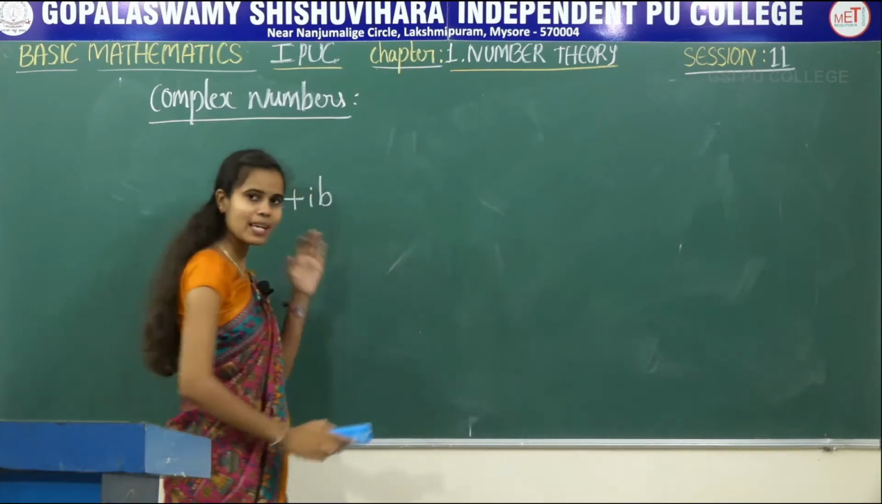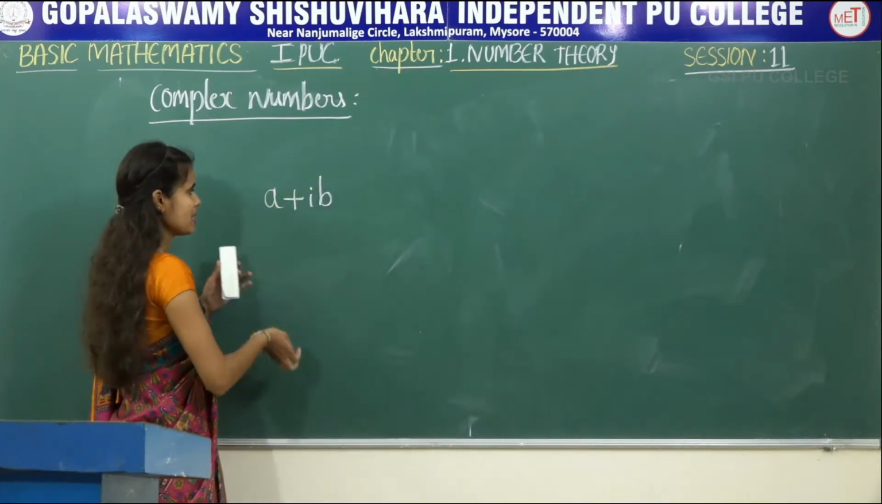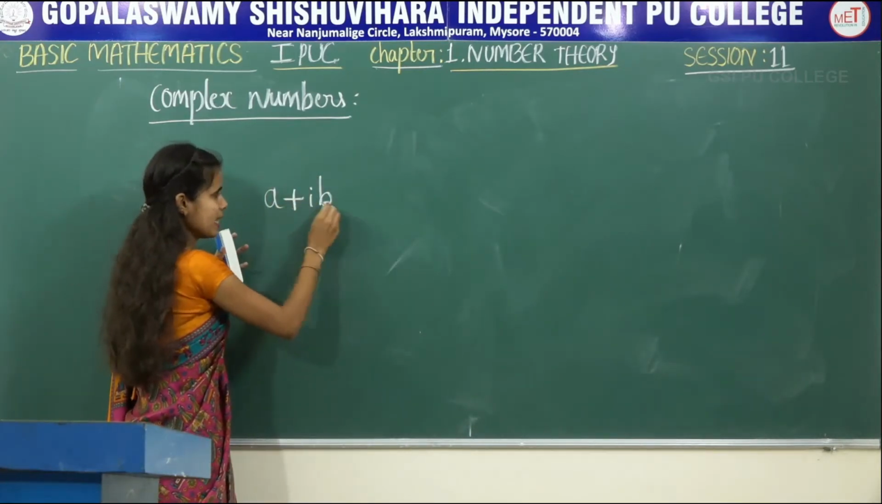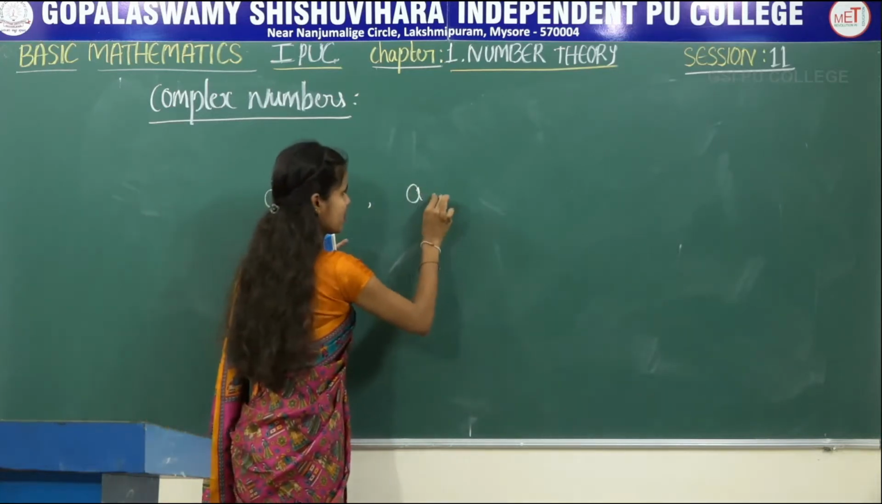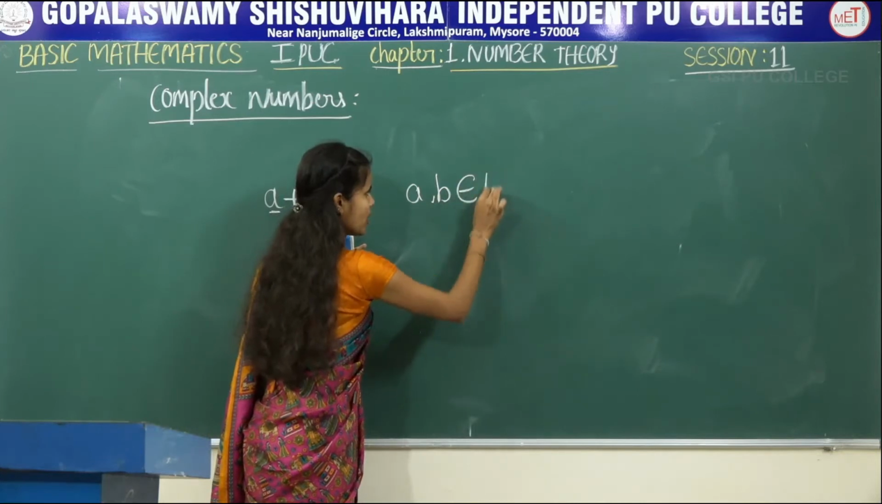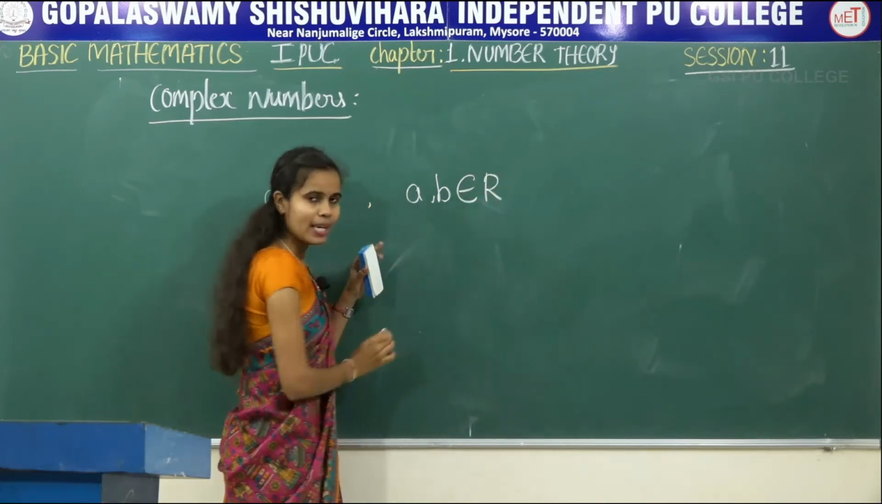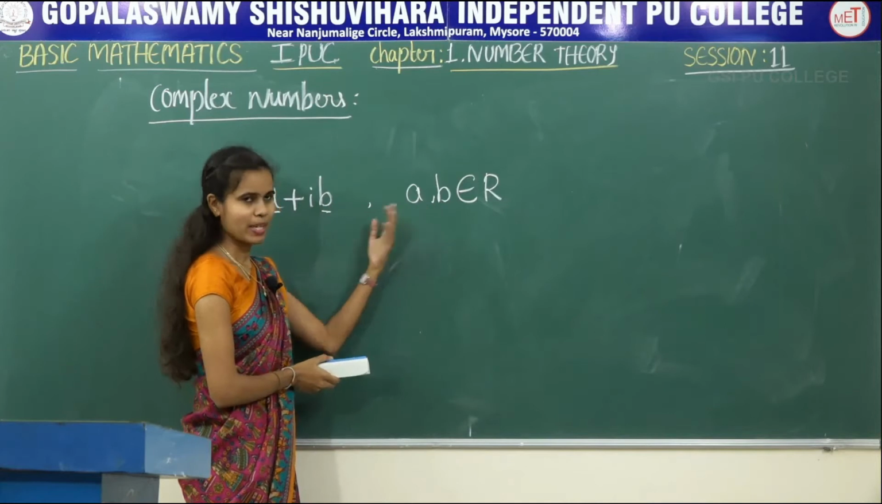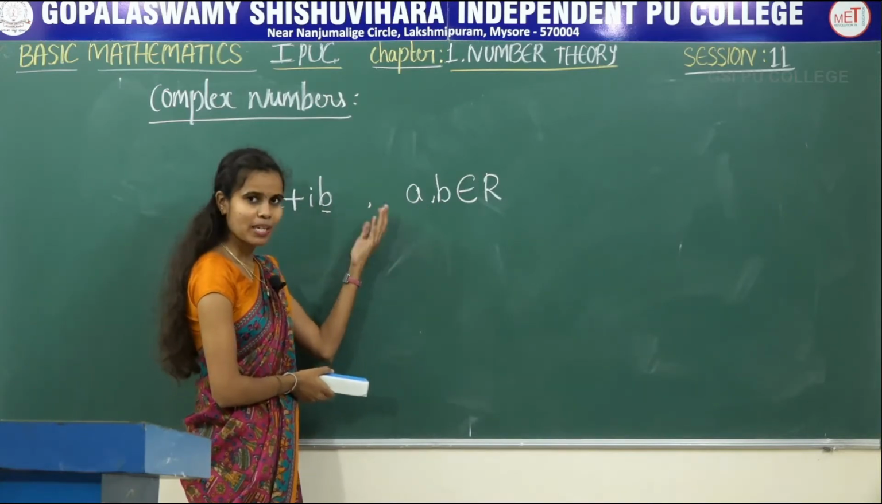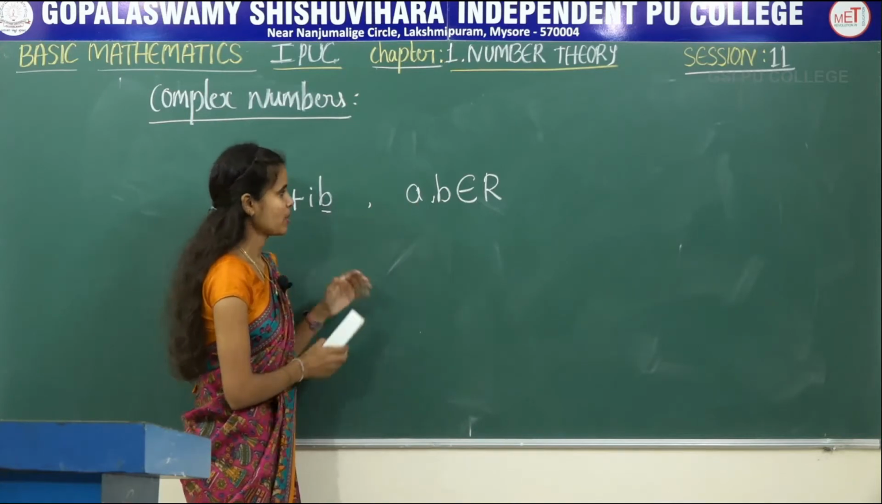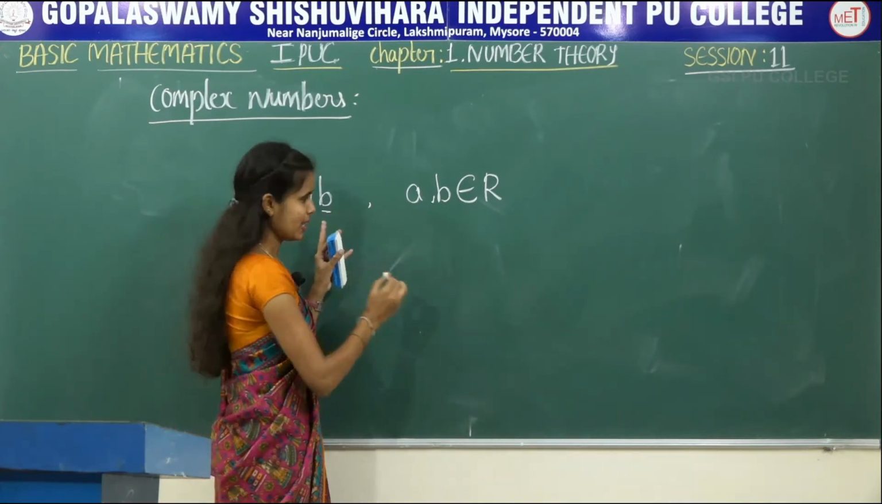A number is said to be a complex number if it is in the form a + i·b, where a and b are real numbers. a and b belong to R, which means a and b are real numbers. Real numbers means a and b can be natural numbers, integers, rational numbers, or irrational numbers, anything.